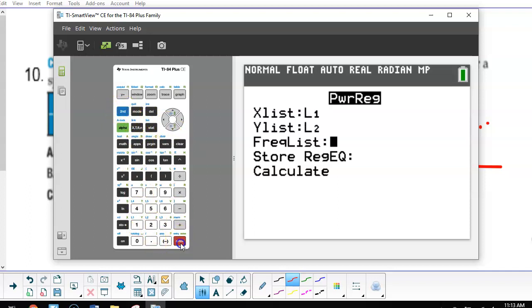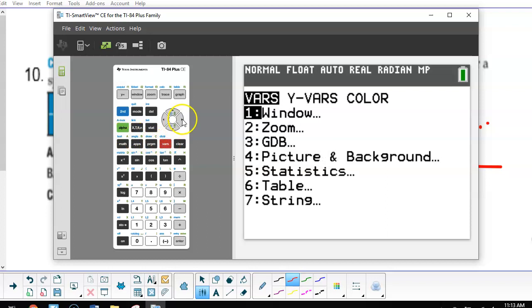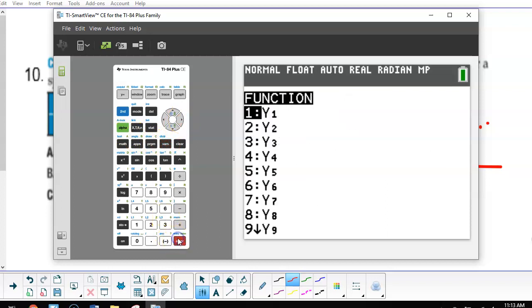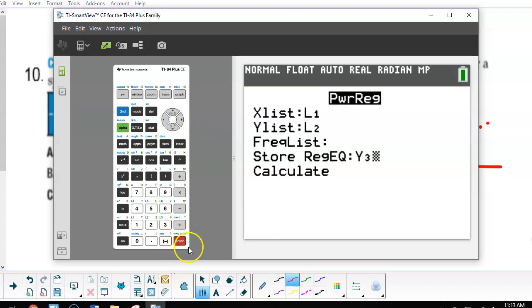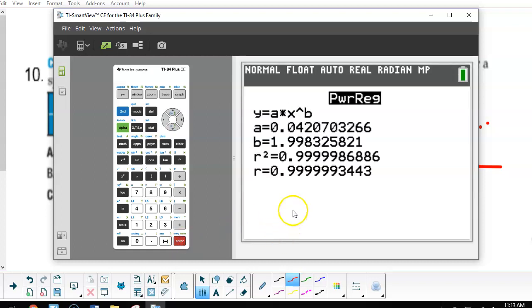And you have to be able to store it. The shortcut we learned was alpha trace. Otherwise it's vars, arrow to the right, enter. I'm going to put mine in Y3. Everybody good? Okay. This is not a hard one to write because you only have to put in an A and a B. If it's quadratic, you have to put in an A, B, and a C. And I think it says out to 3 decimal places tomorrow.